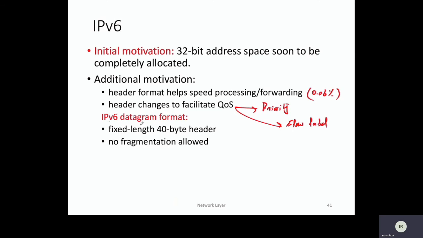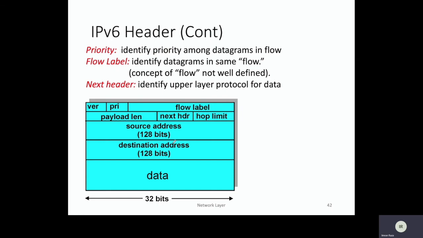Also, the IP version 6 datagram format has a fixed header. Its header is not variable. And most importantly, as we have discussed earlier, it does not allow fragmentation and reassembly, which really makes the job of end machines and routers simple, because now these machines and routers do not need to do the fragmentation and reassembly.